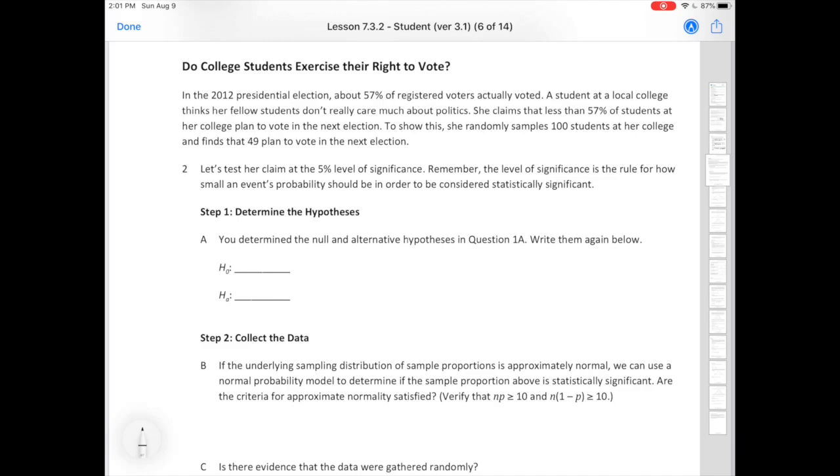We could look up our answer above, or we could just write it down again. Remember, we are assuming that 57% is the same, and then remember, she thinks that less than that are going to vote, not in her election, but at her school. Less than 57% of students at her school are going to vote in the next election. So this is going to be the null hypothesis and the alternative hypothesis.